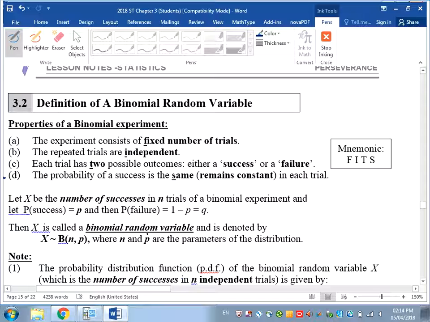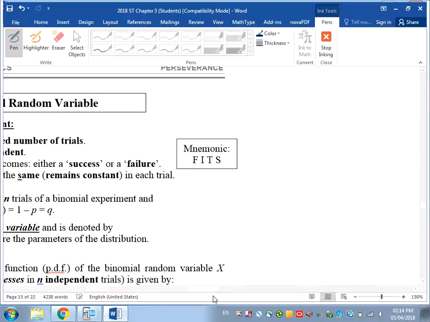A very common type of question that will come up is as follows. Okay, how should we pronounce it? Mnemonic. Mnemonic. Okay, never mind.